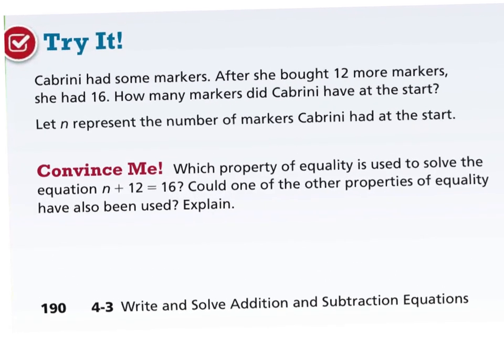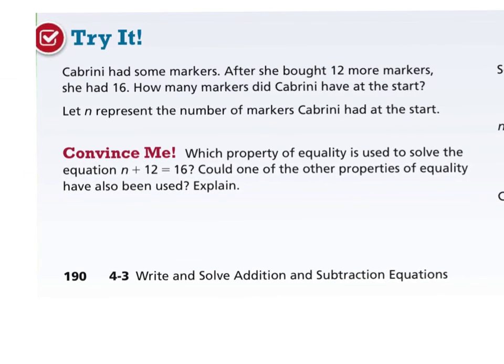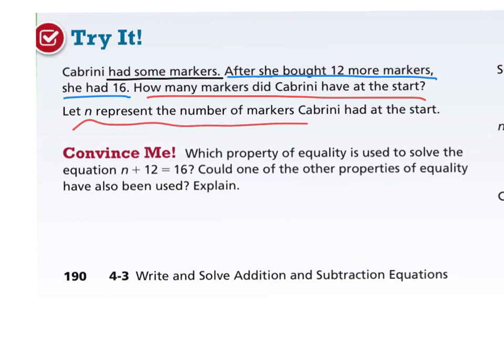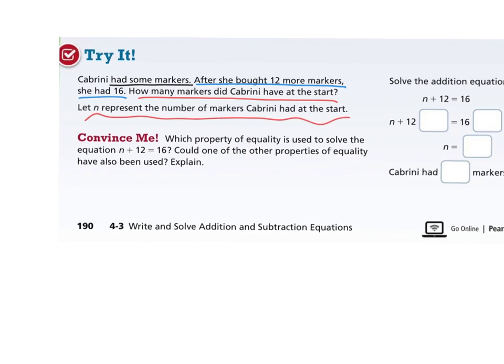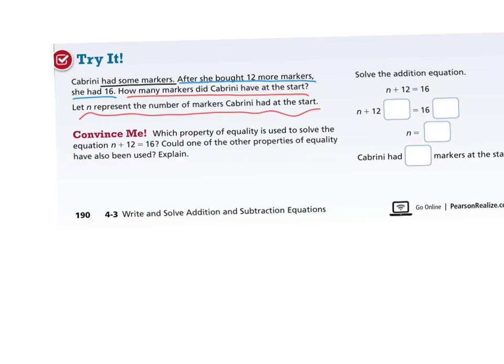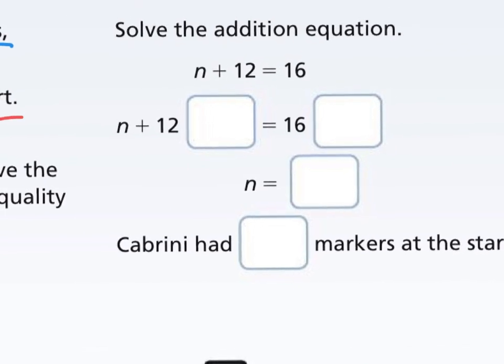So if we look at the try it, Cabrini had some markers. After she bought 12 more markers, she had 16. So how many markers did Cabrini have at the start? And they're going to let n represent the number of markers she had at the start. Okay, so they have written an addition equation. So she had some markers we're representing with n, and then she bought 12 more. So n plus 12 more equals the 16 that she has now.